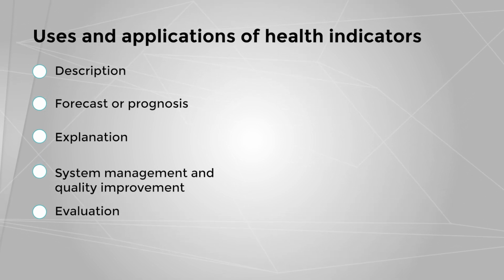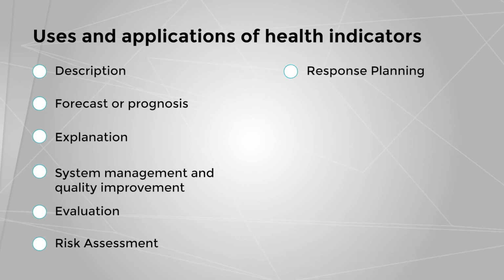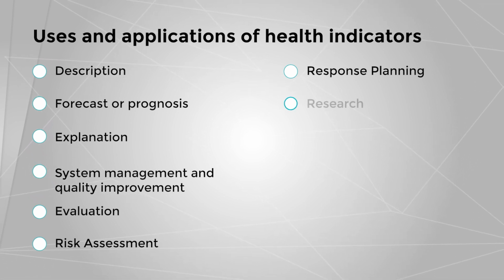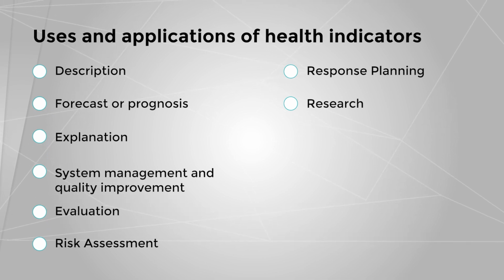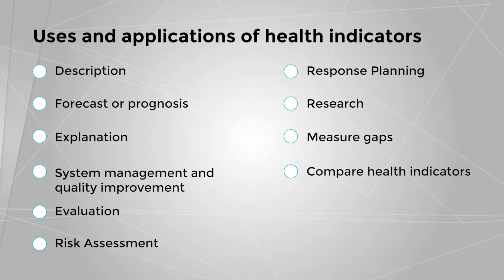They investigate the outcome of different health interventions and treatments. Risk assessment. This helps to evaluate the health risk and needs during emergencies and disasters. Response planning, that is to plan and implement effective health responses in a crisis situation. Research. Spatial and temporal information generated by health indicators facilitate research to explain observed trends and discrepancies. To measure gaps. It helps in identifying and addressing health disparities among different population groups. To compare health indicators across different countries and regions and to understand the global health disparities.